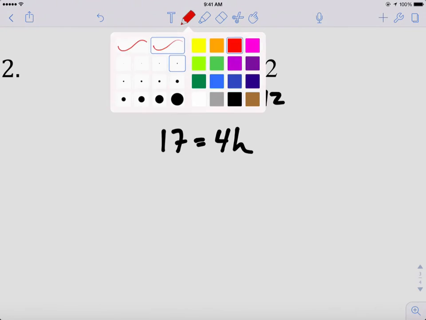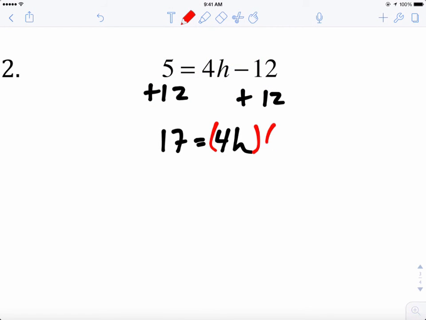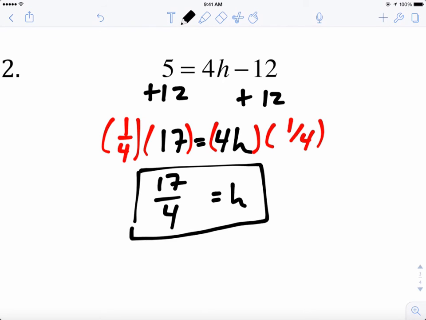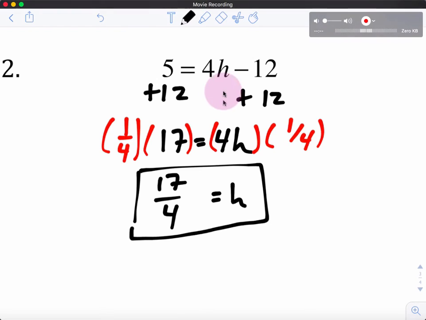I don't want 4 h's, I want 1 h, so let's multiply by a fourth. Let's multiply by a fourth, and you know what? In this case, we end up with a solution that is a fraction. That's okay. 17/4, which we know is 4 1/4, but we're just going to leave it as an improper fraction. That's our solution. And let's see, 4 times 17/4, I hope you know that's equal to 17, minus 12 is indeed 5. Beautiful. Checks out.